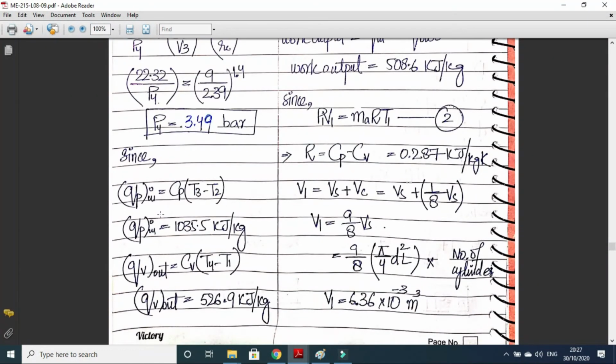We can calculate Q in as Cp times T3 minus T2. Since T3 and T2 are known, we can calculate Q in. T4 and T1 are known, so we can calculate Q out. Please note that students always make a mistake in this step, because sometimes they use Q in equal to CV times T3 minus T2. It cannot be, because we cannot use CV. Q in is H3 minus H2, and H3 minus H2 is equal to CP delta T, not CV delta T.